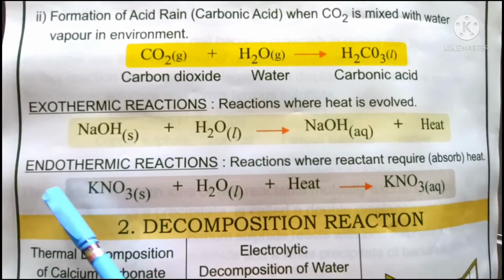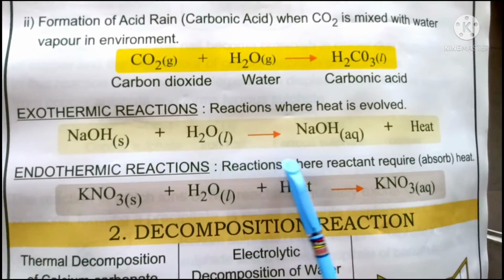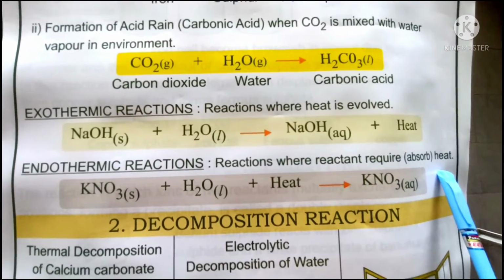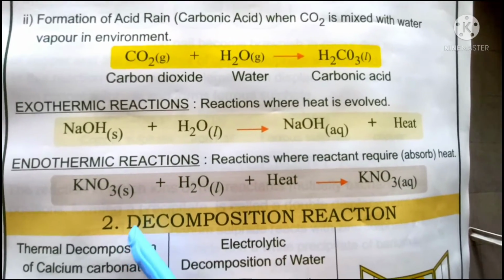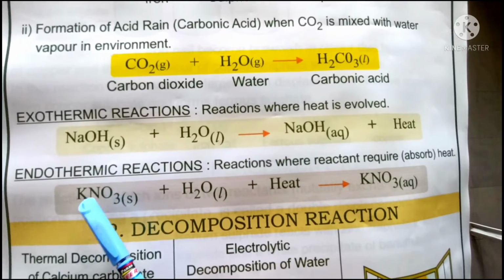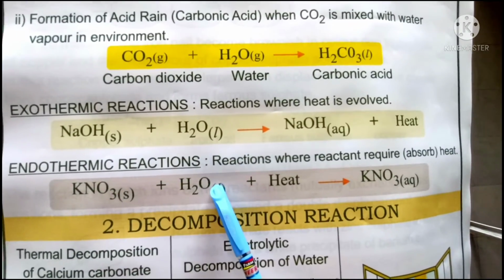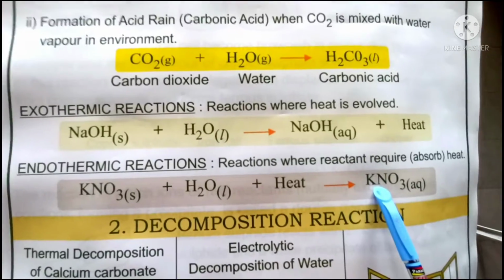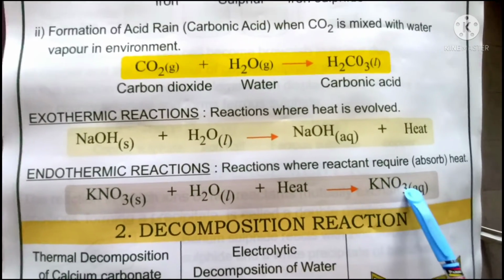Now the next is the endothermic reaction. A reaction where the reactants require or absorb heat. For example, during the dissolution of potassium nitrate in water, heat is absorbed from the surroundings and therefore the temperature of the resulting solution is lower.